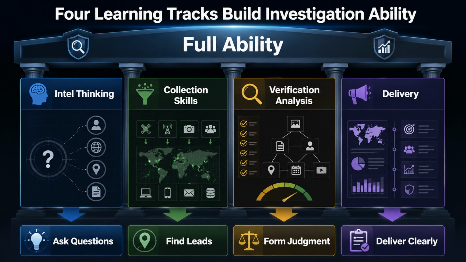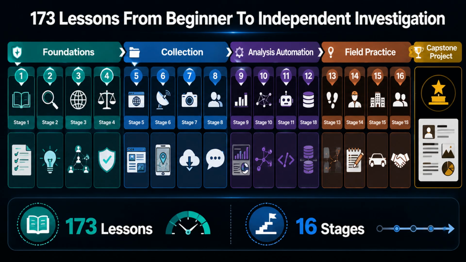So we build 4 abilities together: intelligence thinking, collection skills, verification and analysis, and delivery. In simpler words, ask better questions, find better leads, judge more carefully, and explain more clearly. Here is the big map. The 173 lessons are grouped into 16 stages.